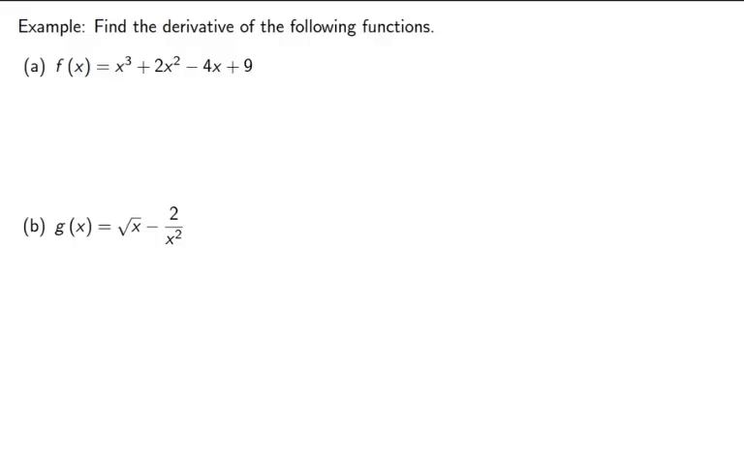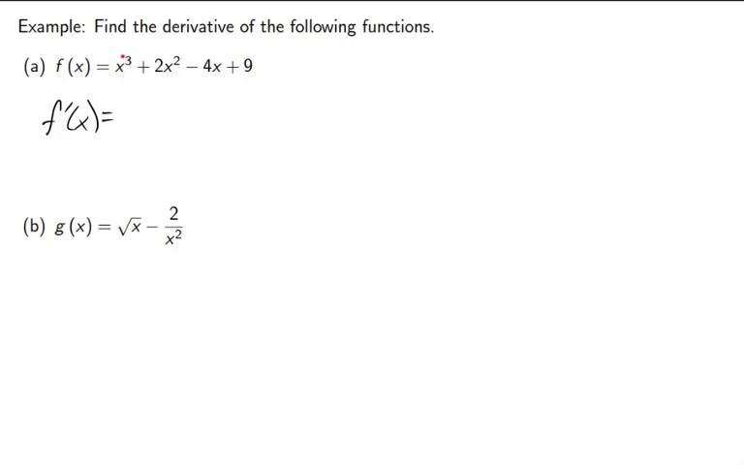Let's do a couple of examples. This first one should be pretty straightforward. So here's how the rules work. Each term is connected by a plus or a minus sign, so I can take the derivatives of these terms individually.